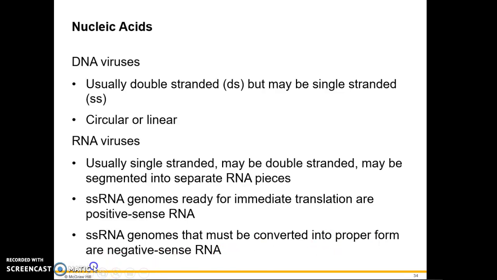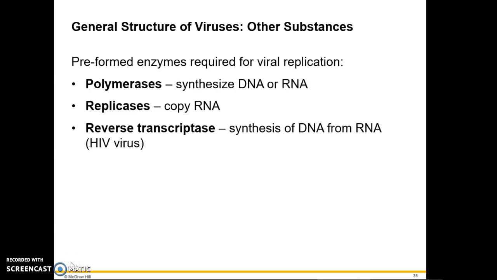And then there are single-stranded RNA genomes that need to be converted into the proper form for translation, and those are negative sense RNA. In order for the virus to replicate, there are some preformed enzymes that need to be present, and those include polymerases, which are responsible for synthesizing DNA or RNA, replicases, which copy RNA, and another enzyme called reverse transcriptase, which is used to make DNA using an RNA template. An example of a virus that uses reverse transcriptase is HIV.